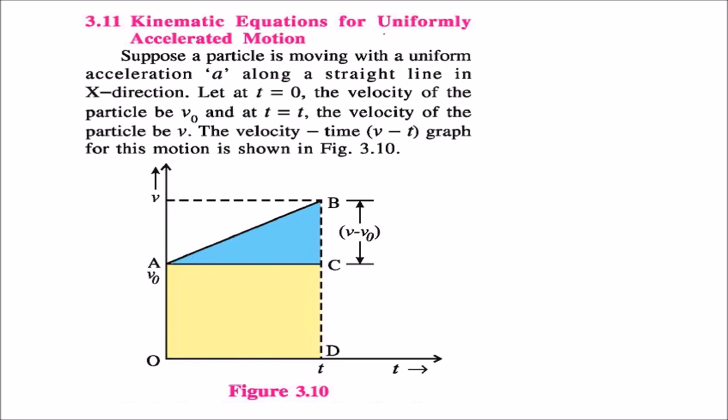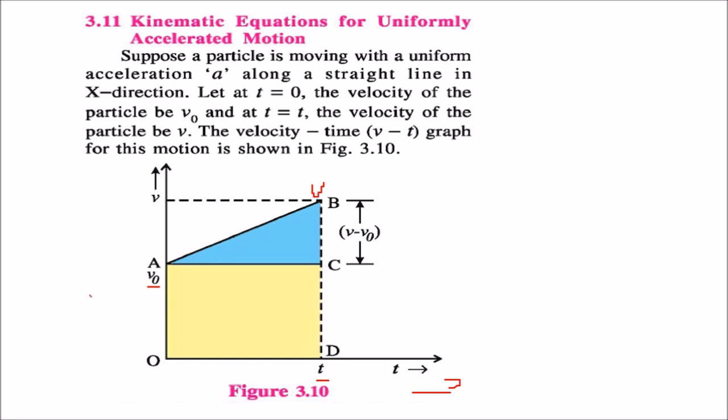Kinematic equation for uniformly accelerated motion. We have a particle which is moving in uniform acceleration, that is A is the acceleration along a straight line, which is say the x direction. Now at t equal to 0, the velocity is v0. At t equal to say some t, the velocity becomes v. So we have a velocity v here.